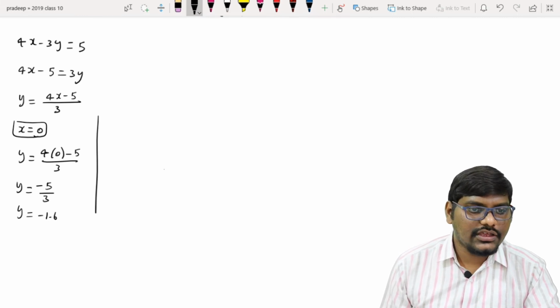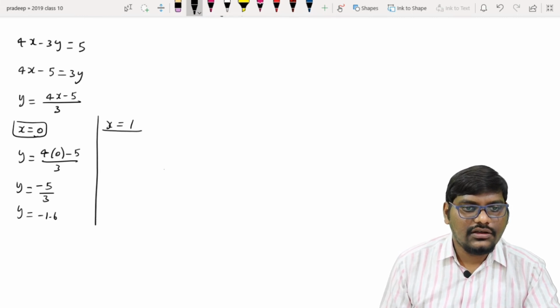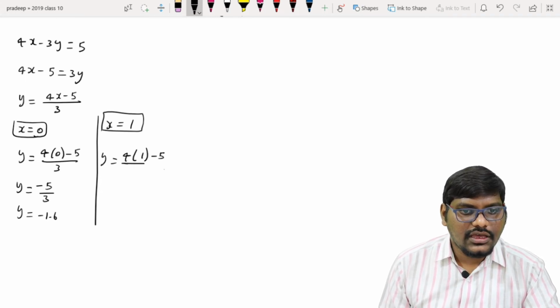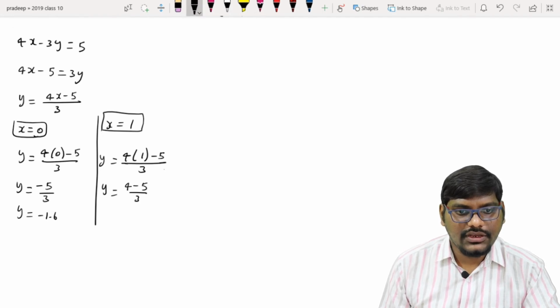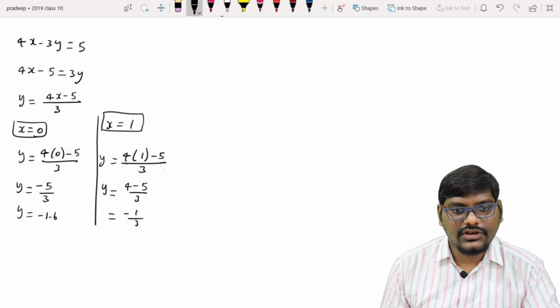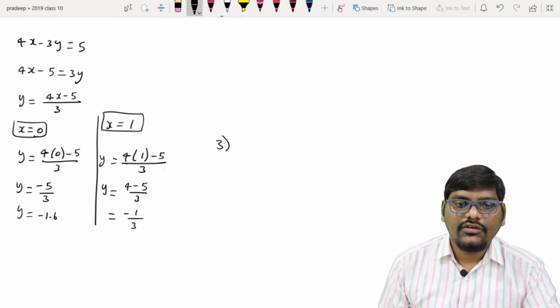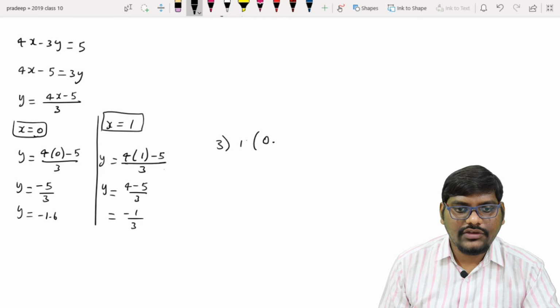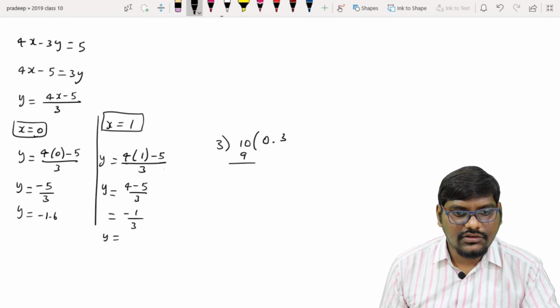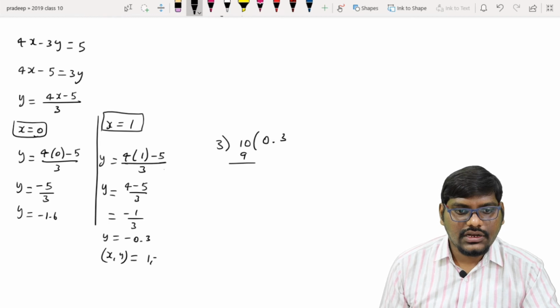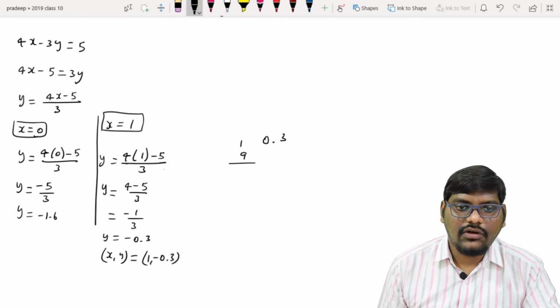So let's take the next, that is x equal to 1. So let's see what we get. y equal to (4, in the place of x I'm substituting 1, minus 5) by 3. So this is becoming y is equal to 4 ones are 4 minus 5 by 3. So 4 minus 5 is, how much was it? It was minus 1 by 3. Minus 1 by 3. When we divide this, when we keep point 0 here, we can take 0 here. 3 threes are 9. So we are getting 0.3. That is y equal to minus 0.3. So x comma y is equal to 1 comma minus 0.3 is the point.